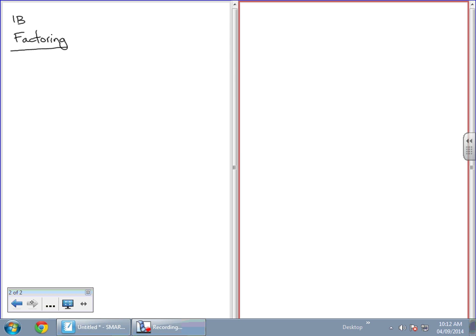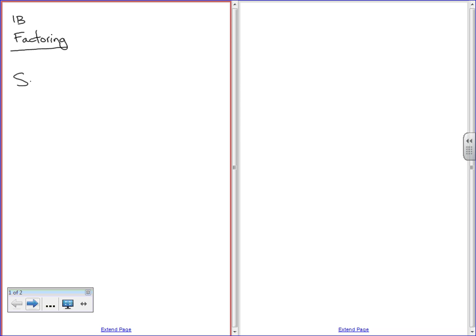Okay. The first type of factoring we are going to learn in grade 12 is called sum and difference of cubes. Now, hopefully everybody's familiar with difference of squares. Remember, difference of squares is when you have a binomial with two perfect squares, and it has to have a subtraction sign in the middle. Okay? Sum and difference of cubes is when you're working with cubed numbers instead of perfect squares.